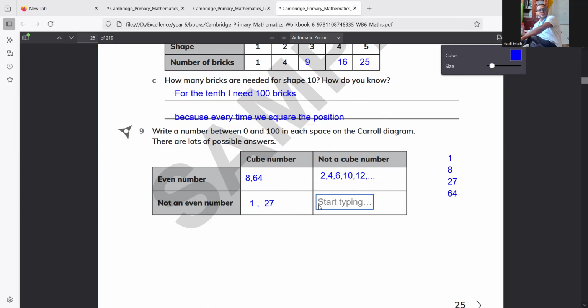We said not even number and not cube number. Also, you can start from 1, but you're not going to write it for sure because 1 is a cube number. So you're going to go with 3, which is not cube and not even: 3, 5, and then 7, then 9. You keep going on to 11, but you're not going to write 1 and you're not going to write 27. Those are the only two cube numbers between 0 and 100 that are odd. You're not going to write them.